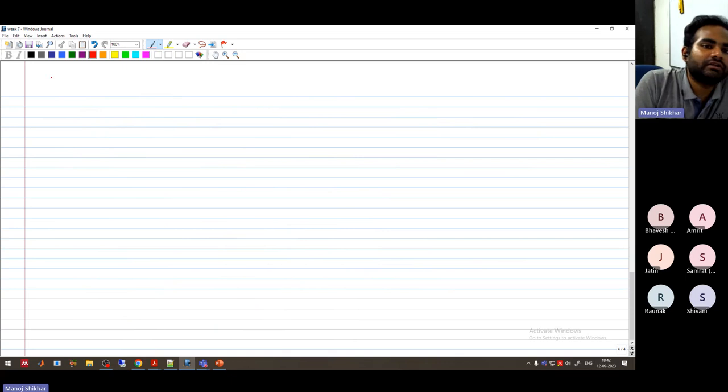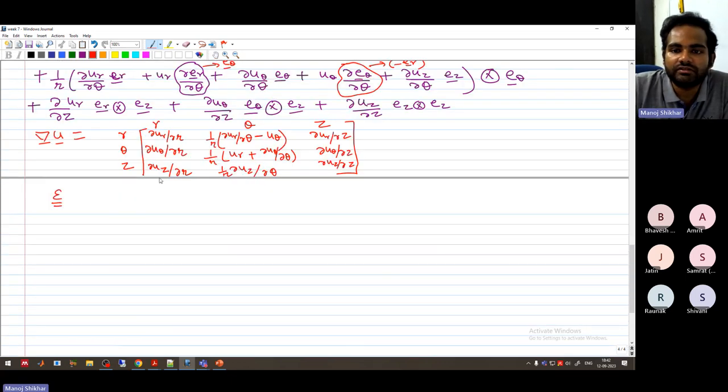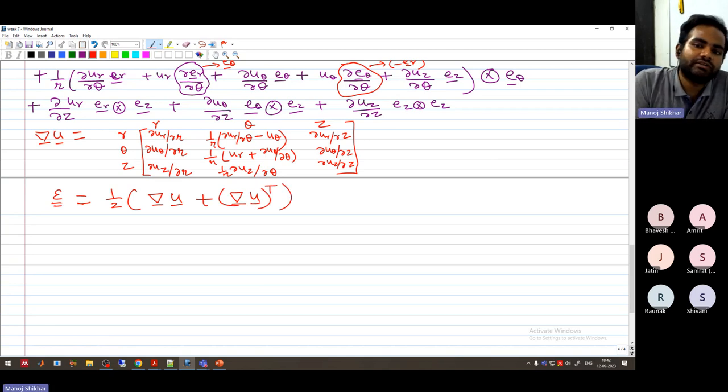Now for epsilon, you can see that the U matrix is not symmetric. So epsilon is 1 by 2 gradient of U plus gradient of U transpose. So you just substitute this here, and you will get the final result.